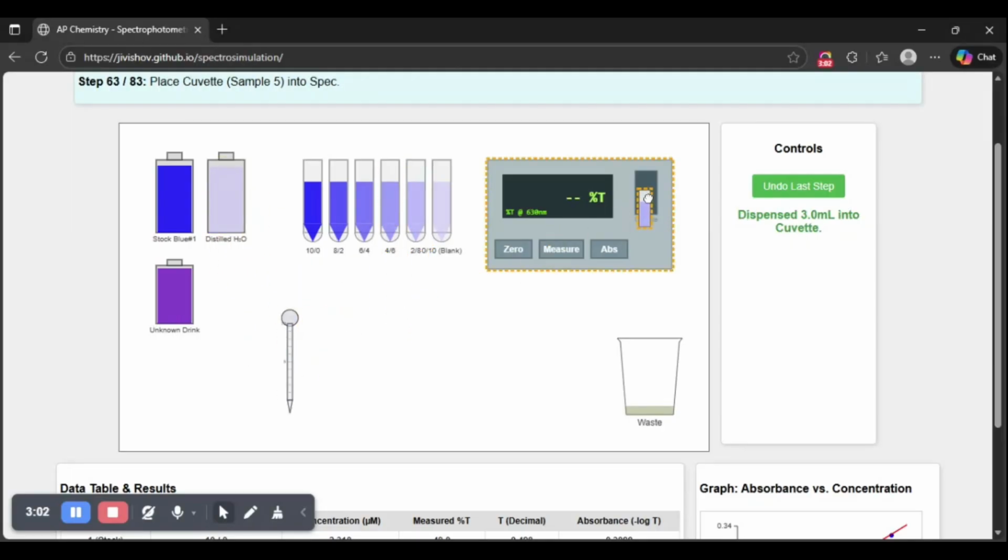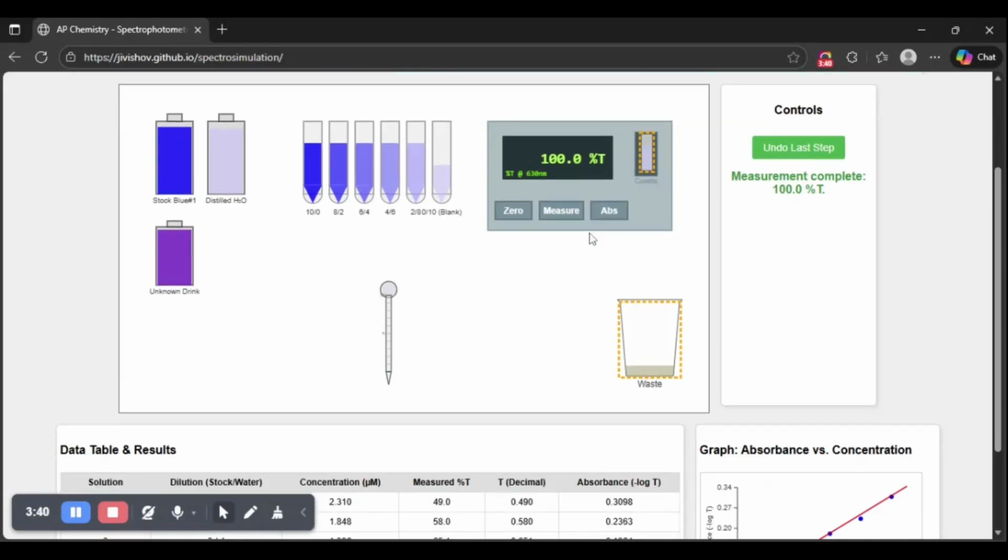So I also took notice of how as we move right, the lighter the solution gets because there's more distilled water in each tube, which will later play a crucial part in the graph. We're almost done. Measure. All right.